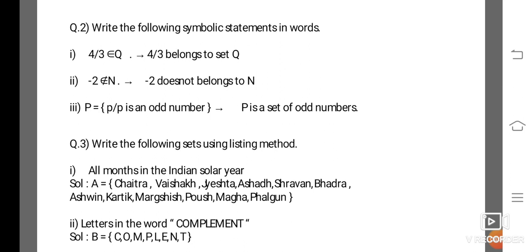Now question number 3. Write the following sets using listing method. All months in the Indian solar year. Now in Indian solar year, we write months as Chaitra, Vaishakh, Jyeshtha, Ashadh, Shravan, Bhadrapad, Ashwin, Kartik, Margashirsha, Paush, Magh, Falgun. Letters in the word complement. So we call it set B is equal to curly bracket C, O, M, P, L, E, N, T. In listing method, repetition of an element is not allowed.